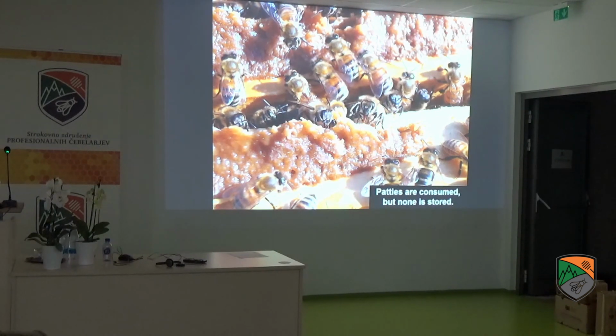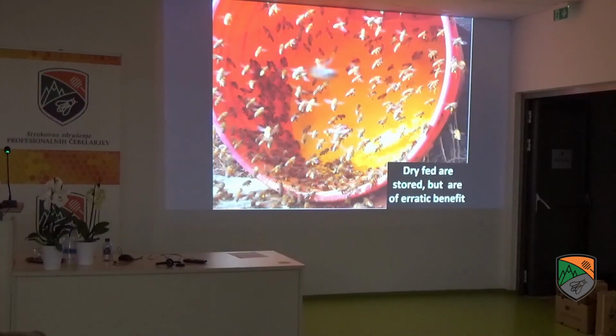They don't store any of that. So you can also dry feed pollen sub, and the foragers will just mob this. They will cover their bodies with it, comb it with their legs, and bring it back. They will store that in the colony. They will make bee bread out of it.